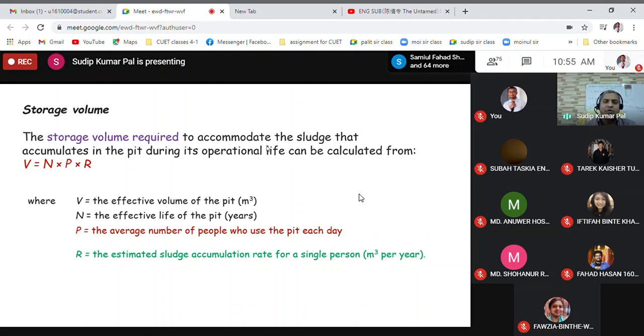Then apart from excreta, there is a chance some of the solid waste might be dumped into the pit also. In that case, you increase the volume of the pit. But this is a simple calculation, as you can see.